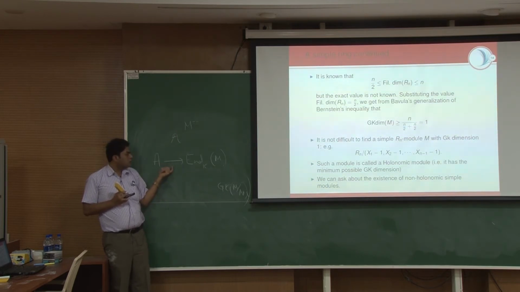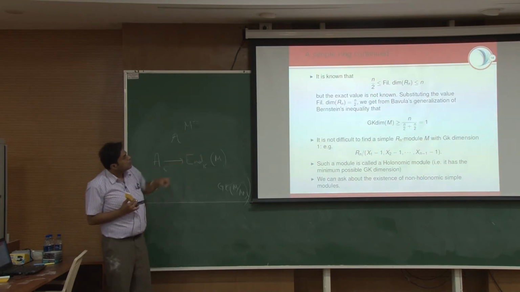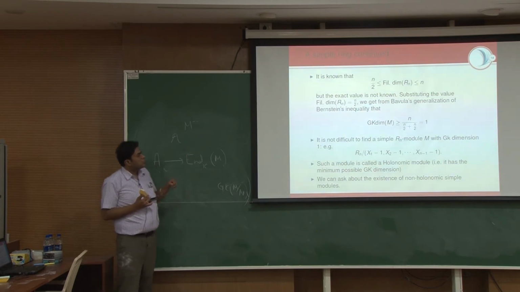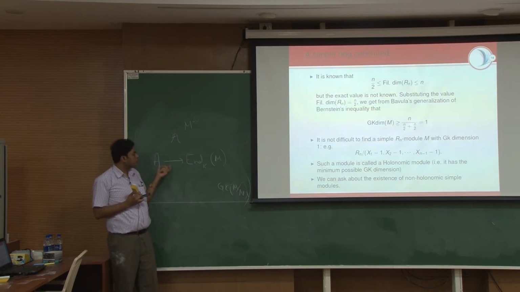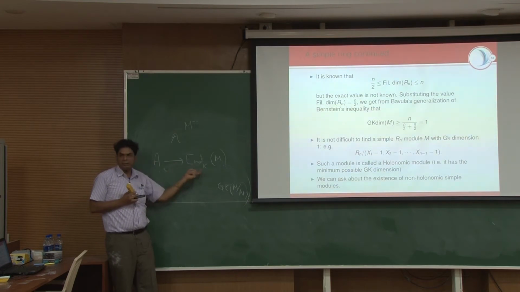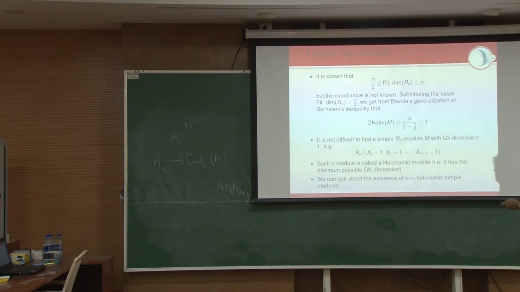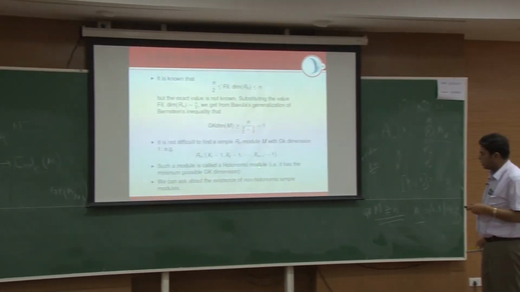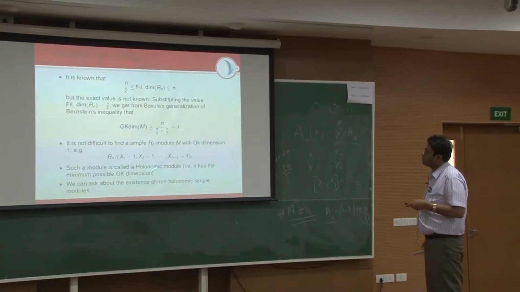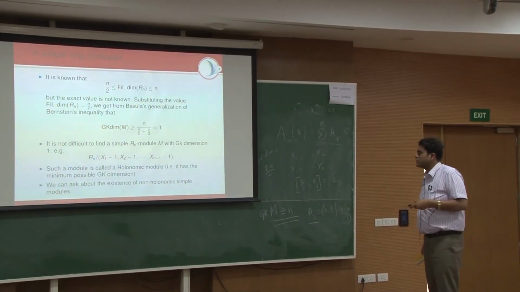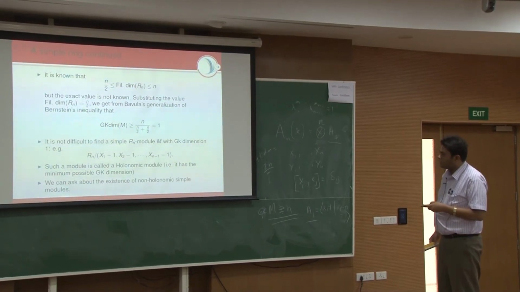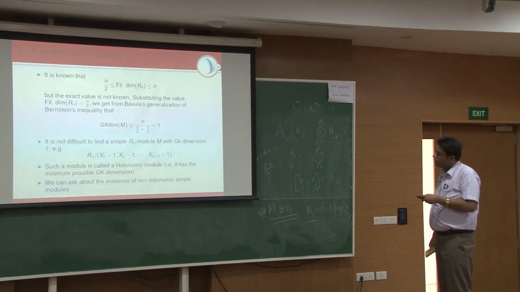So A being infinite dimensional, it contains this example. A contains the group algebra of a free abelian group, so it can't be finite dimensional. It can't embed in this. Therefore, we cannot have dimension 0. So in this case, we can say this module, I mean GK dimension 1, is holonomic, and then we immediately know that it has finite length. Finite length means that it has a composition series.